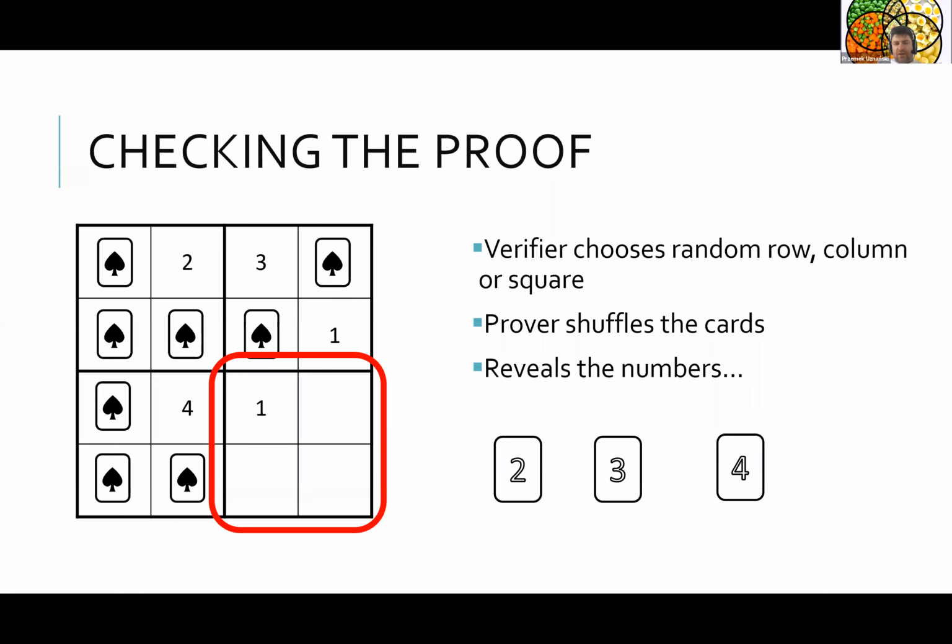Who takes care of shuffling? Yeah, it's a great question. So I'm describing this as a physical thing, right? We have these cards, we put down the cards, and then the prover picks up the cards, shuffles them, and reveals the numbers, right? So I pick up only the constraint that you chose. If you chose this particular square, then I'm going to take only the cards from that square. And then I'm going to shuffle them so the order becomes completely lost. And then I will show you that the numbers there were 2, 3, 4.